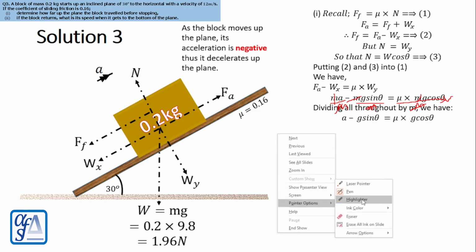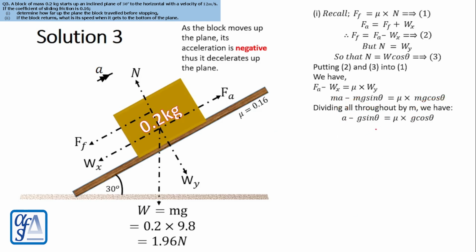So the next thing after this, we are trying to get the acceleration. So make a the subject. Take negative g sine theta to this side and it becomes positive g sine theta. So we have mu g cos theta plus g sine theta.